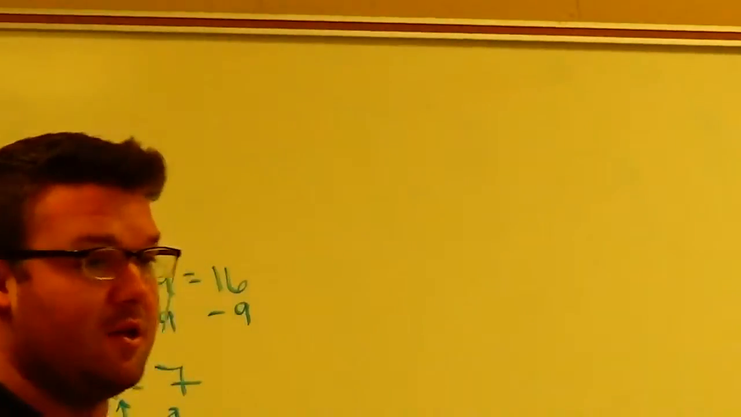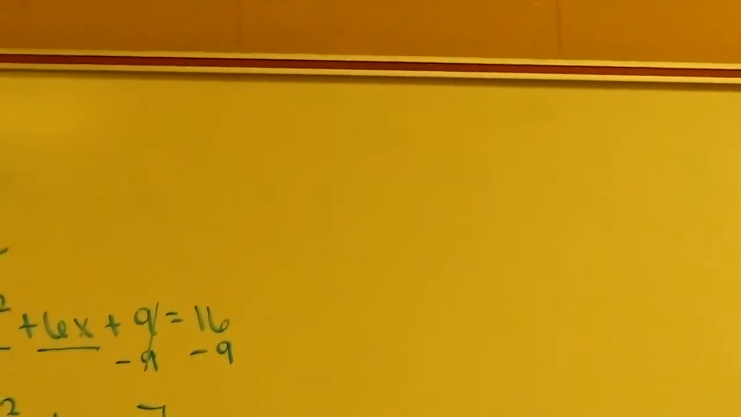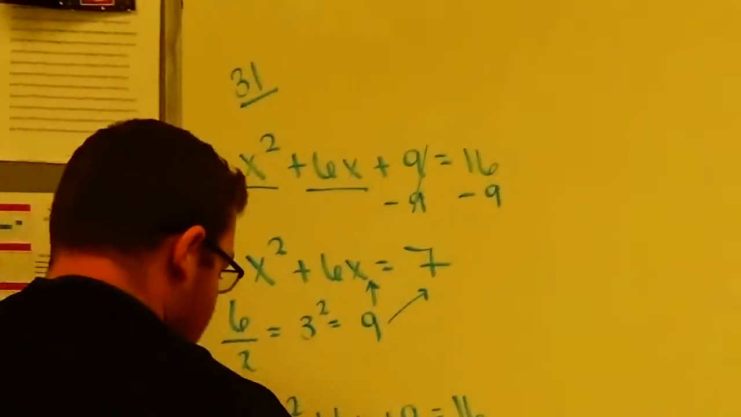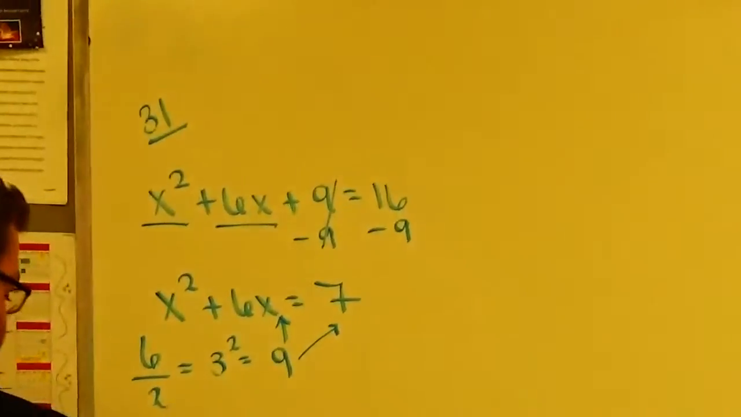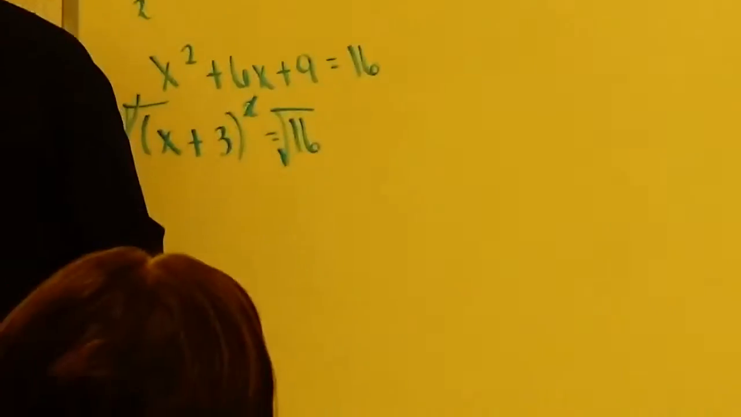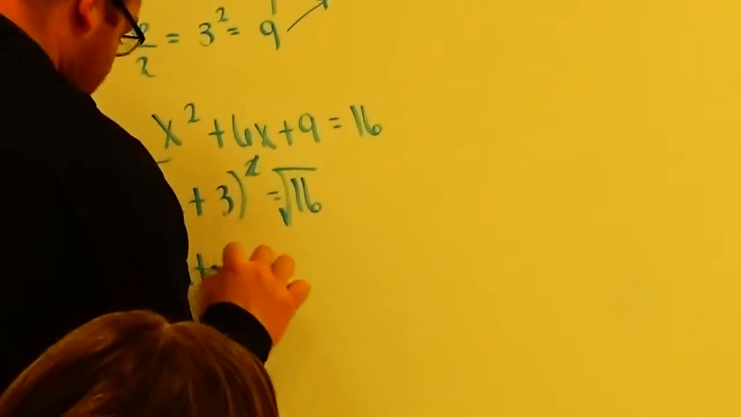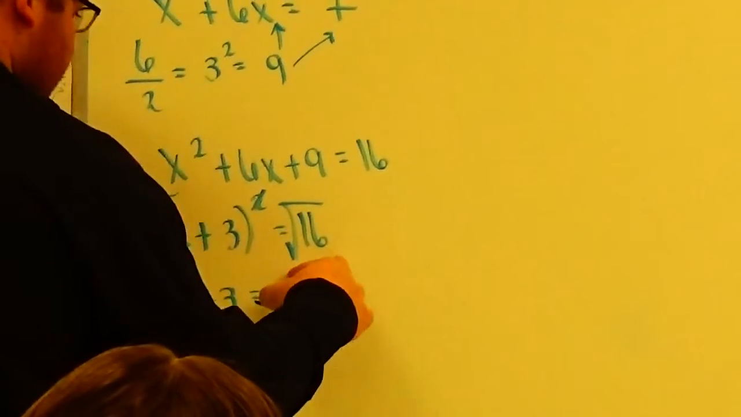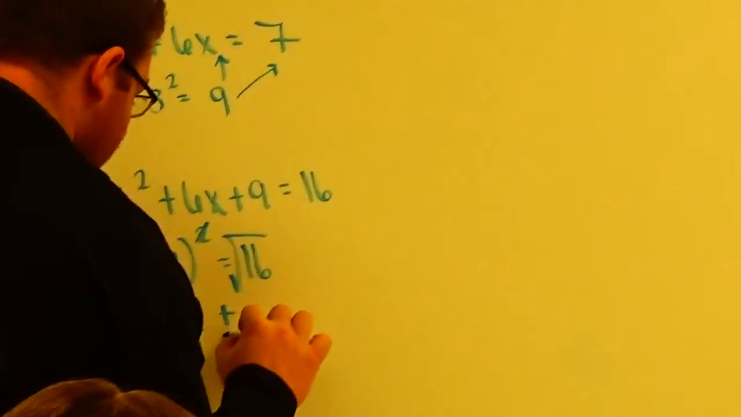Fourth step tells us take the square root of both sides. All right, so take the square root of the left side, square root of the right side. This radical cancels that squared. We're left with x plus 3 on the left, and this equals the square root of 16 is plus or minus 4.